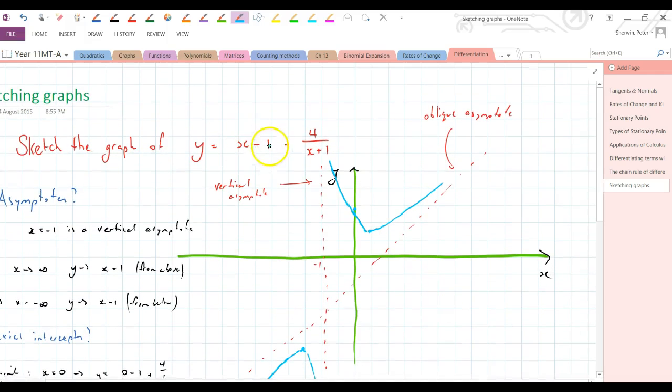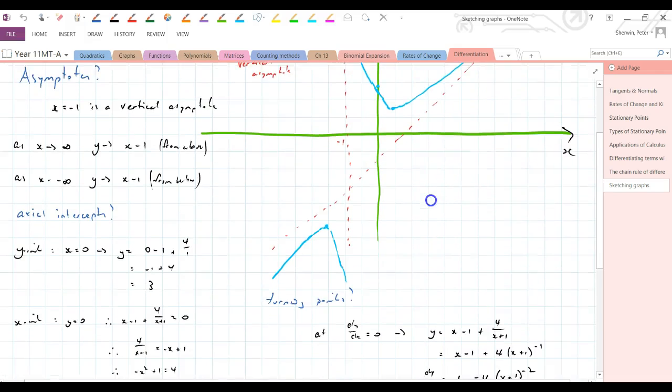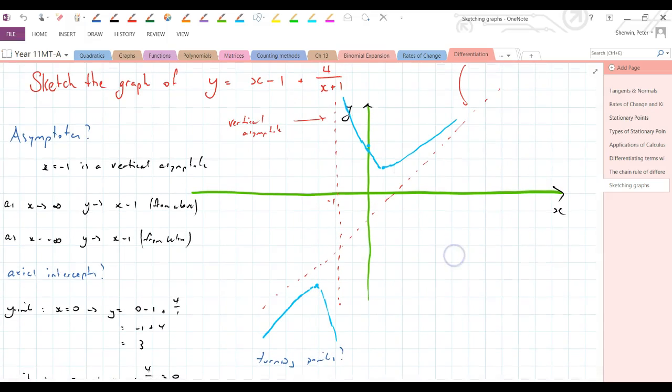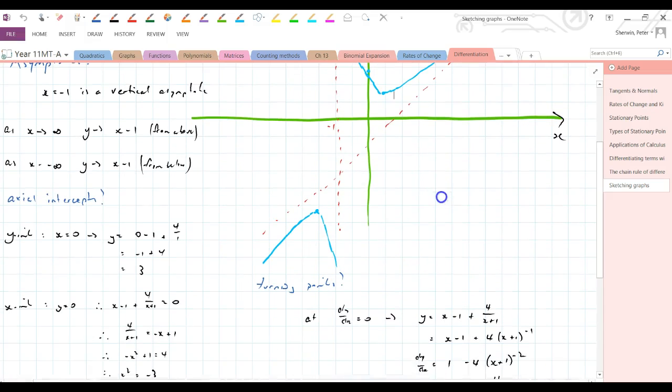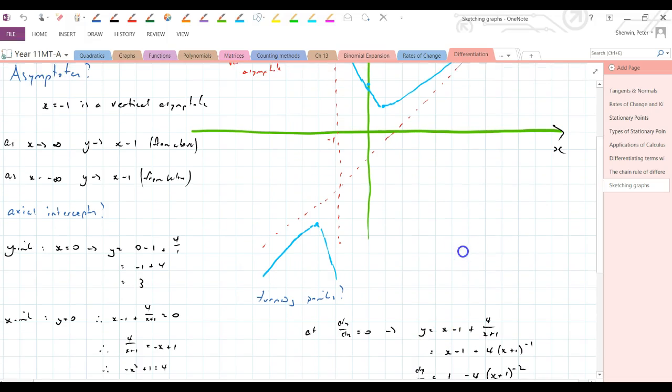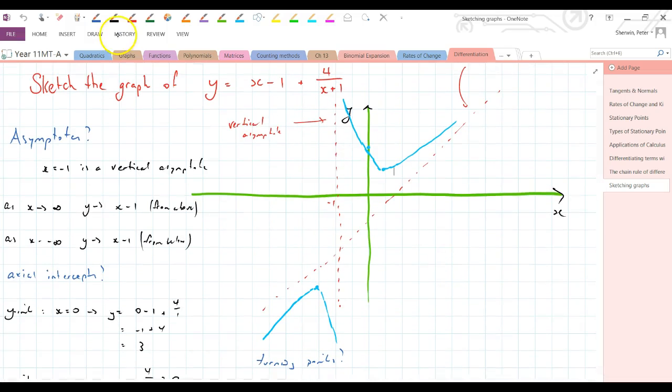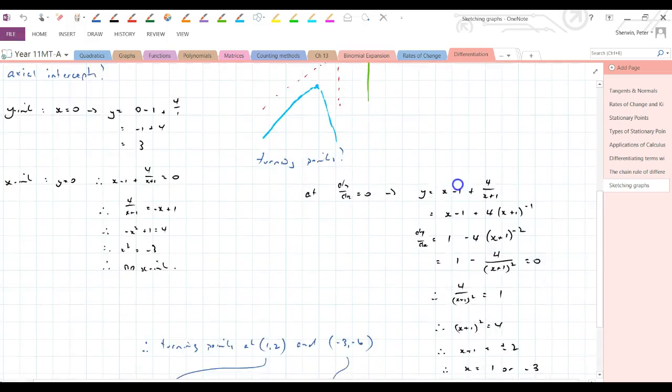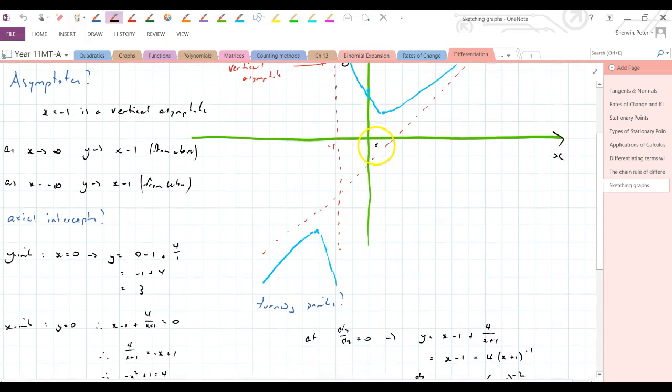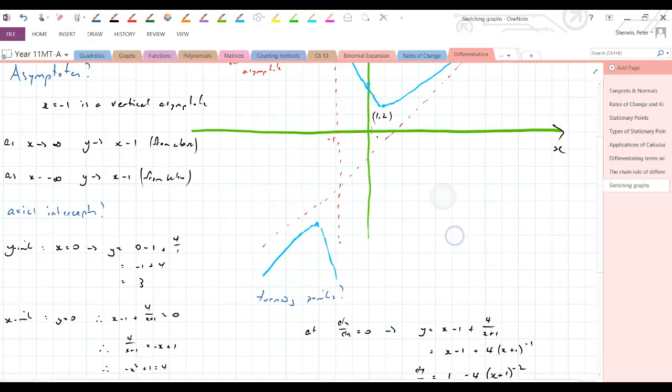My oblique asymptote is this here, x minus 1. So when we've got functions of this nature, we get an oblique and a vertical asymptote, and we've got a little bit of work to do. We need to find our intercepts as we've been accustomed to doing, but also now that we know calculus and differentiation, we find these turning points, which I should just note in: (1, 2) here for a little minimum, and a little max at (minus 3, minus 6) right there.